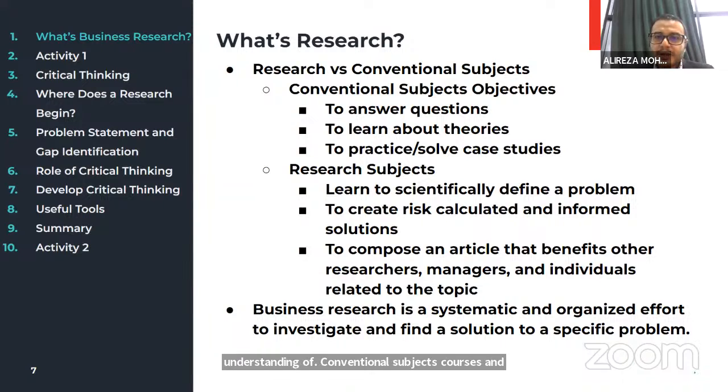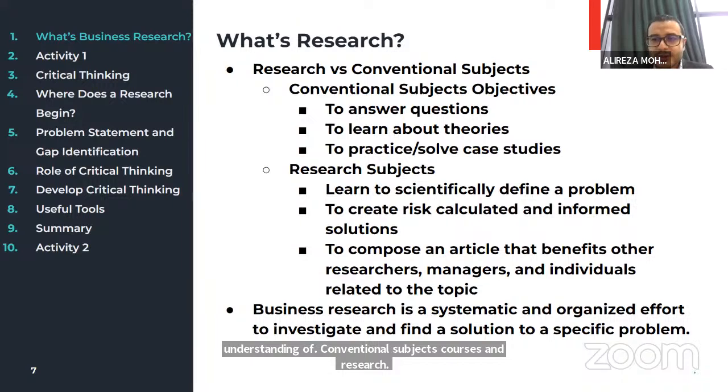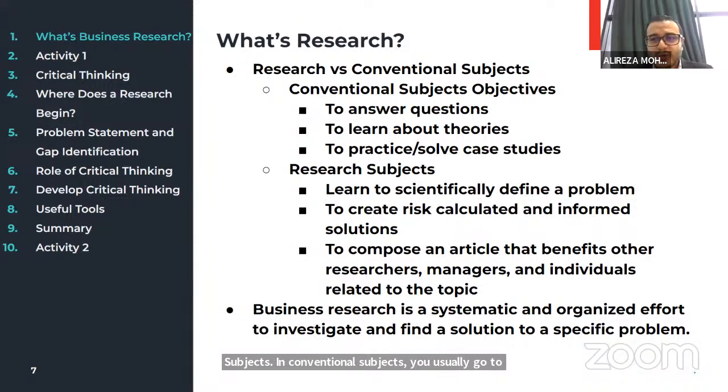subjects. In conventional subjects, you usually go to the class, you listen, you behave well, you learn the theories, you go through case studies, you answer them or practice them in class with your classmates, you do a presentation, you get your mark, bye-bye. In research classes, the approach is different.